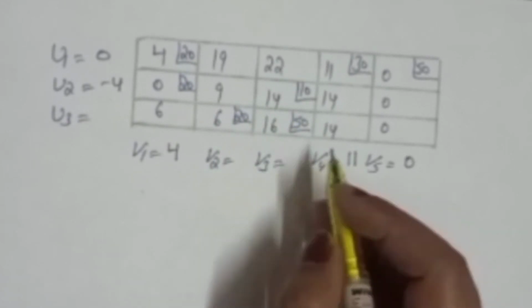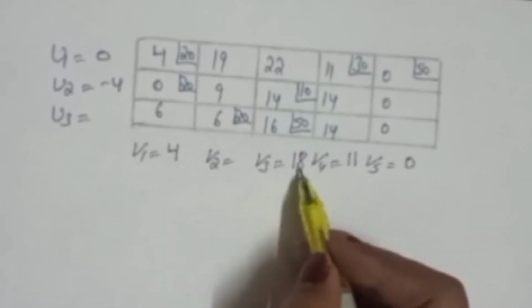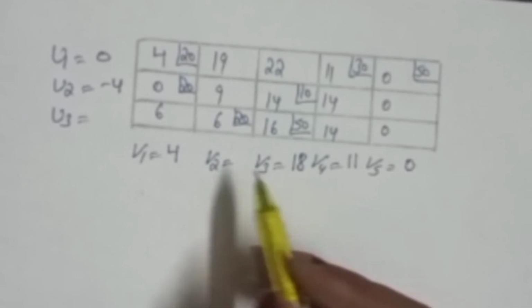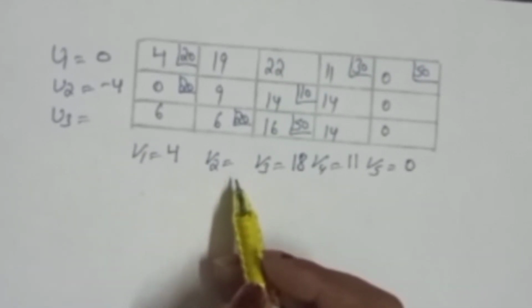Minus 4 plus v3 is equal to 14. So here we can write 18. Minus 4 plus 18 is equal to 14. Now we have the value of v3 also. We have to calculate the value of u3 and v2.